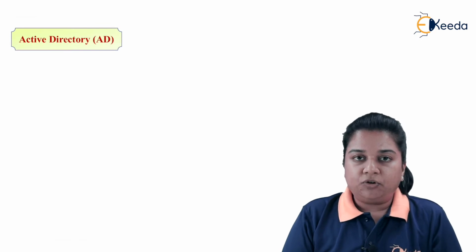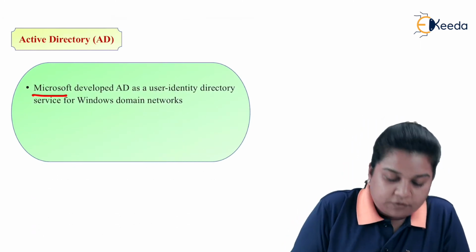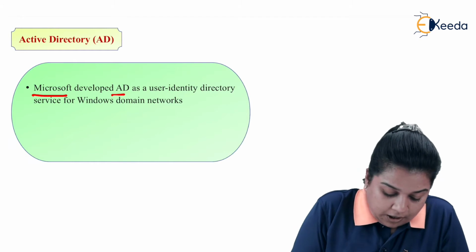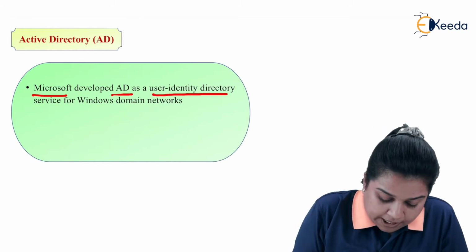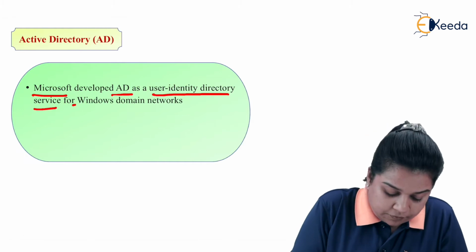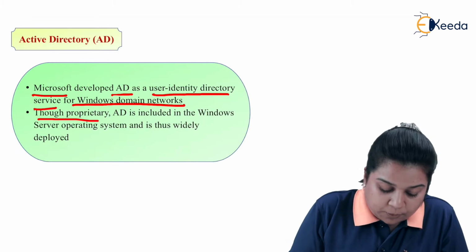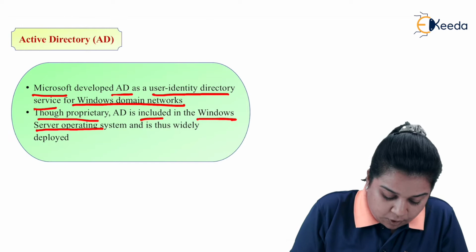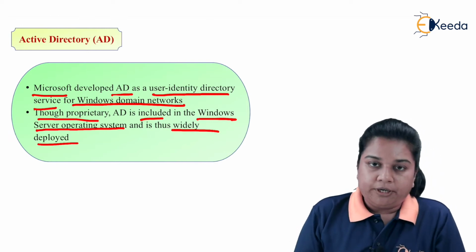Then another attribute here for identity as a service is Active Directory. Active Directory was developed by Microsoft as a user identity directory service for Windows domain networks. Though proprietary, Active Directory is included in the Windows Server operating system and is thus widely deployed.